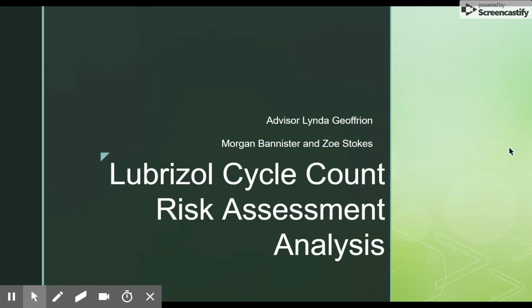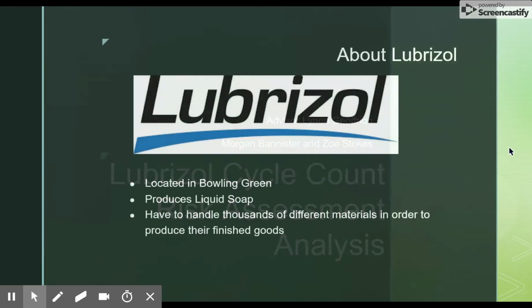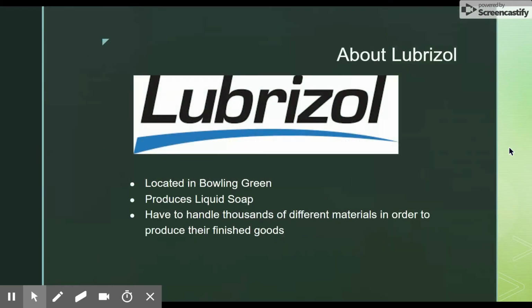We worked at Lubrizol doing a cycle count risk assessment analysis with our advisor, Linda. So the first thing we're going to go over real quick is what exactly Lubrizol is. Lubrizol was located in Bowling Green, so that's where we did our whole practicum.